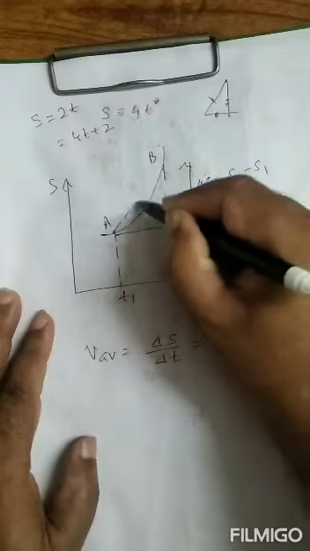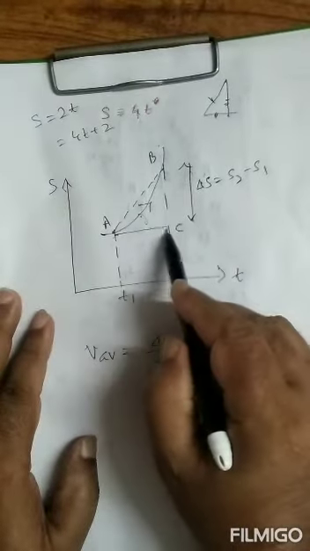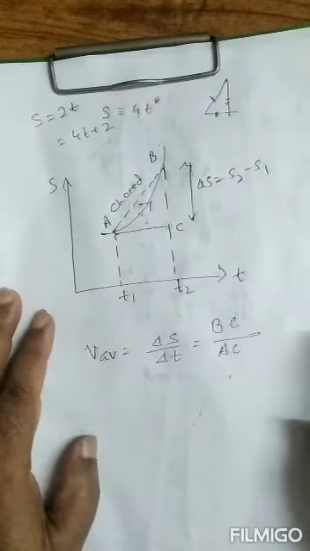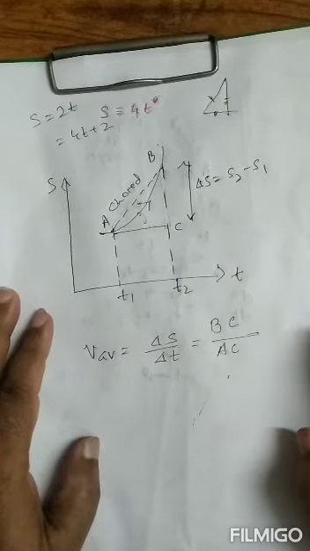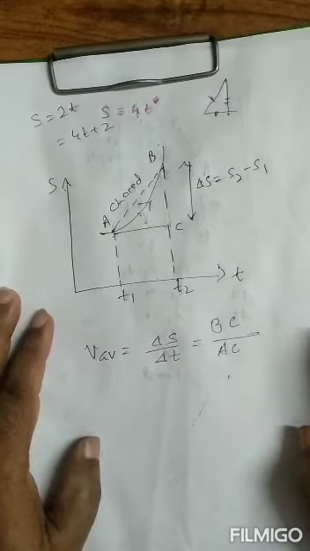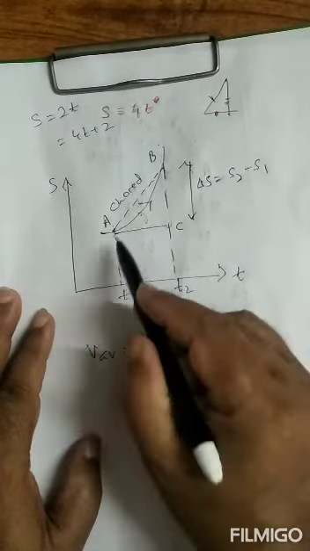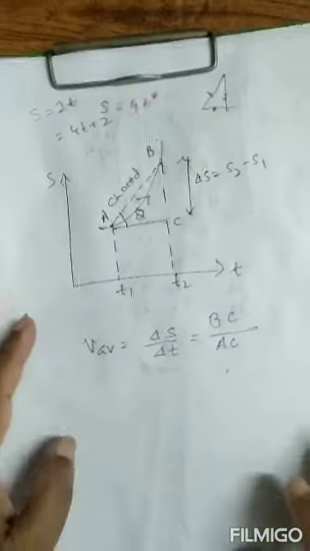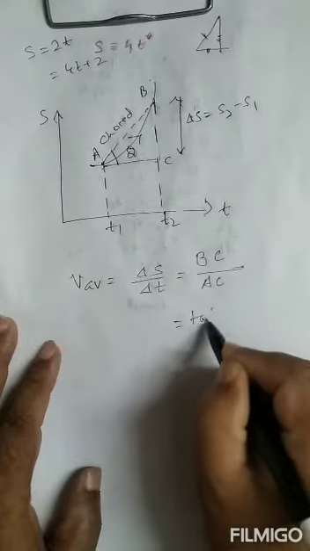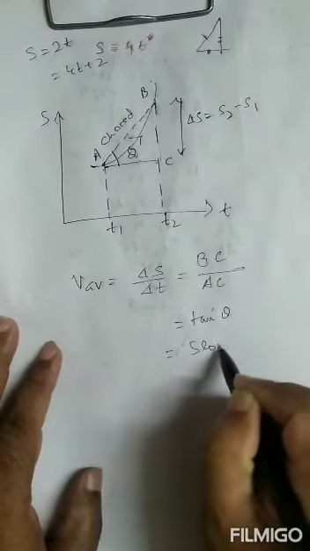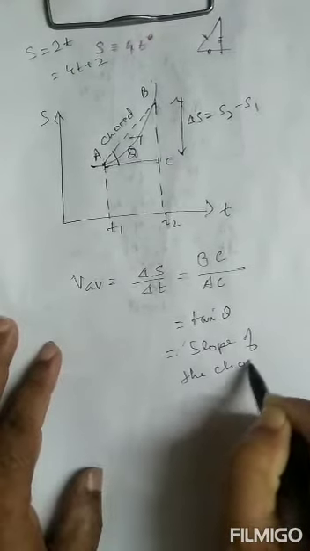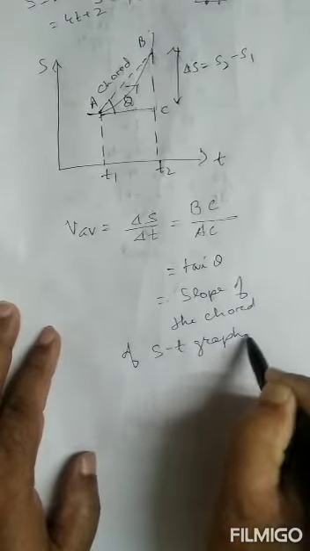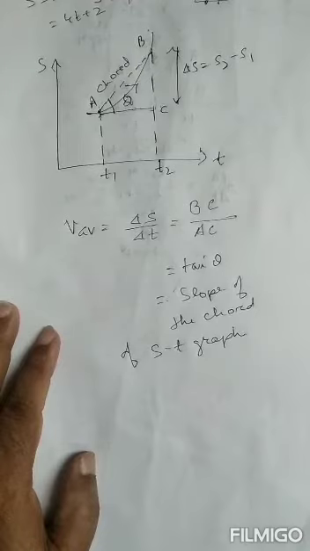But if I join these B and C, now it becomes a right angle triangle. What is dotted line AB called? This is called the chord. Chord is a part of the curve, is not it? Chord is a straight line which joins any 2 points on the curve. But if I take now this particular case, now it is a right angle triangle. So we may write theta here. So what is BC by AC? It is tan theta. Tan theta means it is the slope of the chord of ST graph.